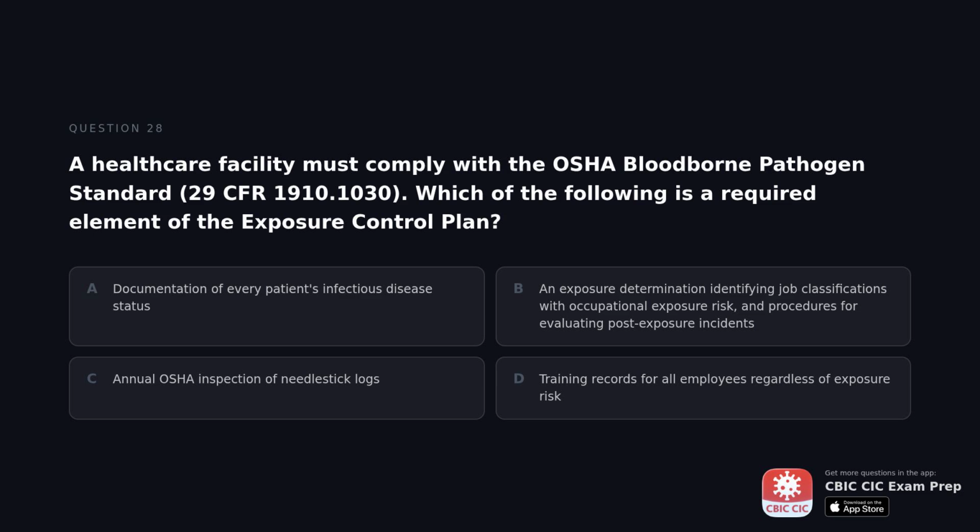A healthcare facility must comply with the OSHA Bloodborne Pathogen Standard, 29 CFR 1910.1030. Which of the following is a required element of the exposure control plan? A. Documentation of every patient's infectious disease status. B. An exposure determination identifying job classifications with occupational exposure risk and procedures for evaluating post-exposure incidents. C. Annual OSHA inspection of needlestick logs. D. Training records for all employees regardless of exposure risks.